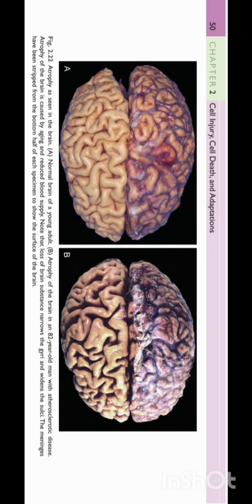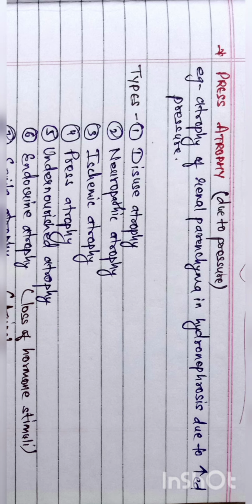Another example of pathological cause is pressure atrophy. It is due to pressure. Example, atrophy of renal parenchyma in hydronephrosis due to increased pressure. That is, due to obstruction in the ureter or urinary outflow, urine is collected in the renal pelvis and urine cannot pass out to the bladder. As a result, it creates pressure on the renal parenchyma. Due to this, the renal parenchyma experiences atrophy.